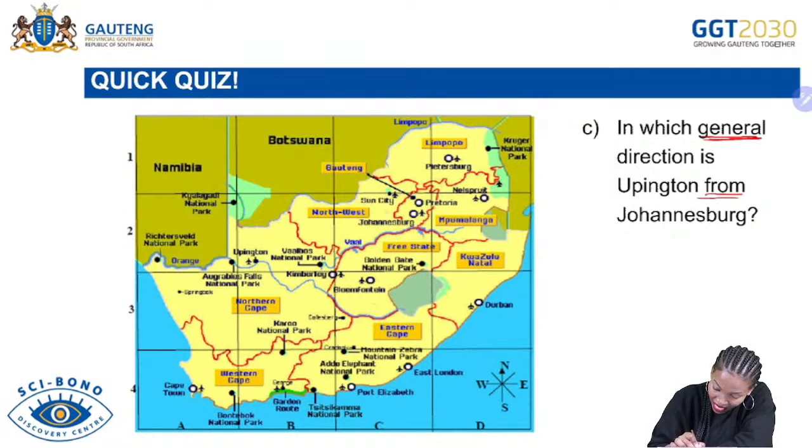Here is Johannesburg, guys. And then I'm going to draw the compass here. And then it is north, it is south, it is east, and then it is west. I'm drawing this compass direction. So they want what, the general direction of what? Of Upington. Where is Upington, guys? There is Upington. So we are going to draw our compass direction. There is Upington. So what is the general direction, guys? The general direction is southwest.